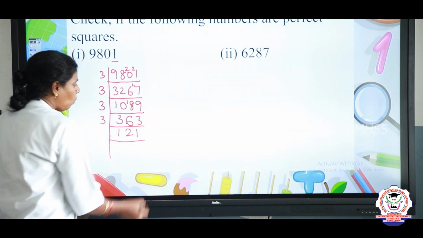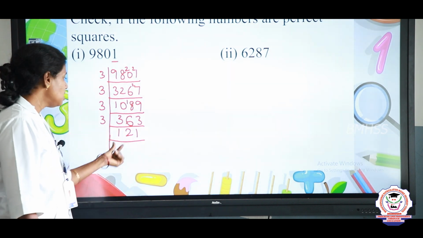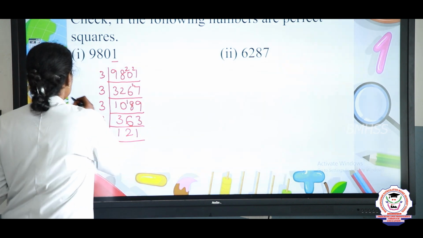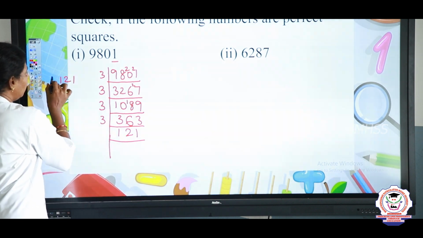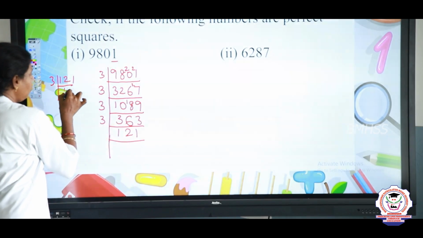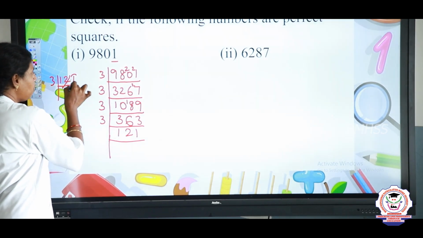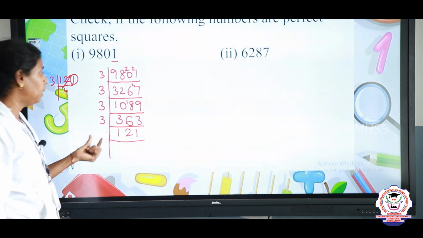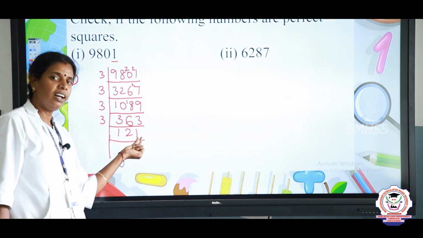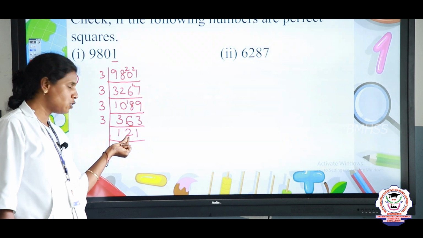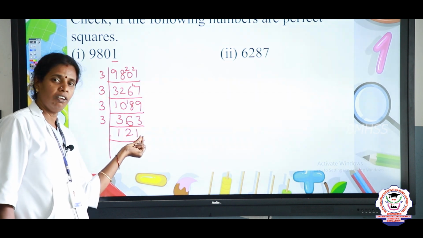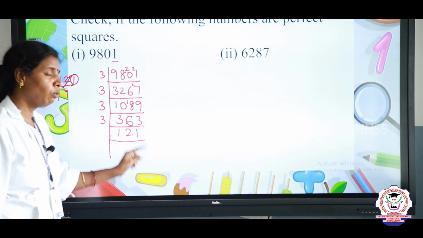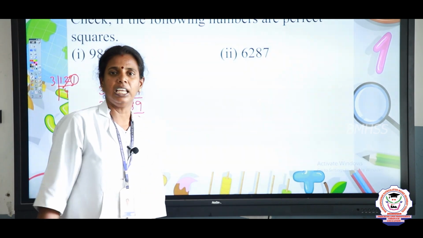Now 121. See, it will not be divisible by 3 here. If you divide 121 by 3, 3 fours are 12, but what about the last 1? 121 is not divisible by 3. Or else you can see the sum of the digits: 1 plus 2 is 3, 3 plus 1 is 4. 4 is not divisible by 3. So 121 is also not divisible by 3.